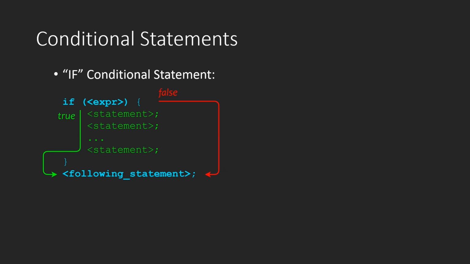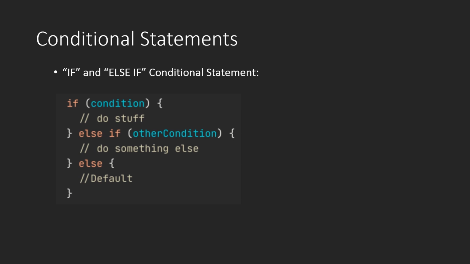The most basic one is known as the if statement, and it's used to execute actions if a certain condition or expression is true. As you can see here, if the expression in blue is true, the code executes the statements inside the green brackets. Otherwise, if the expression is false, as depicted here by the red arrow, the code skips those statements and goes directly onto the next line of code.